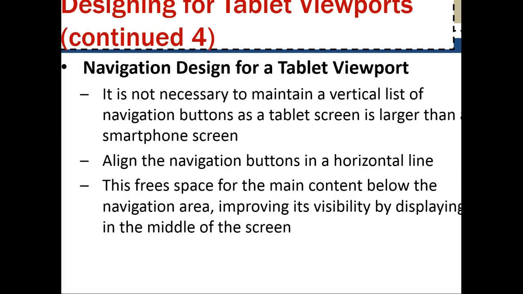Instead, we can take advantage of the screen width and align the navigation buttons in a horizontal line. This frees up some space for the main content below the navigation area, and it can improve the visibility by displaying it in the middle of the screen.